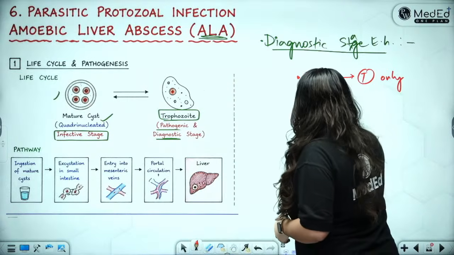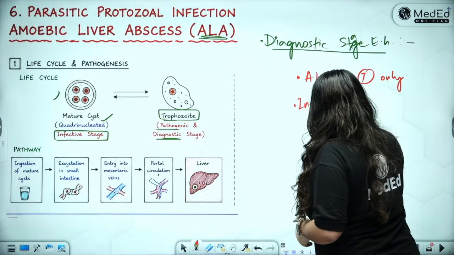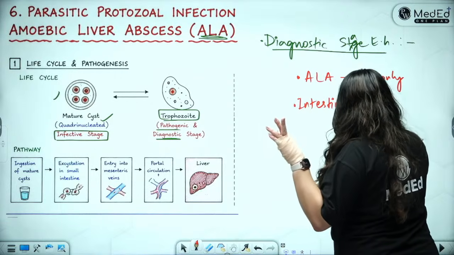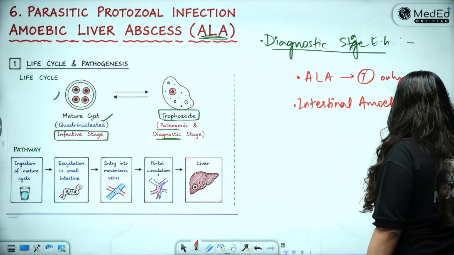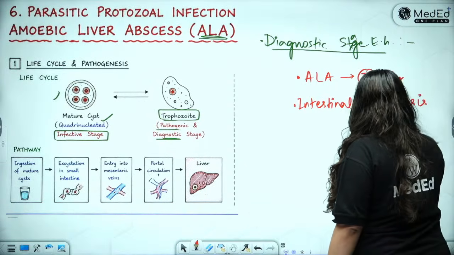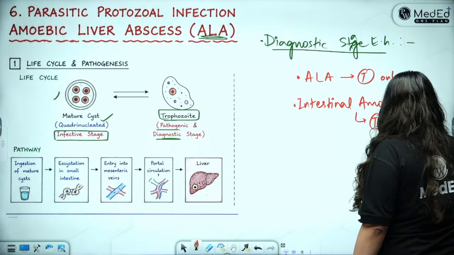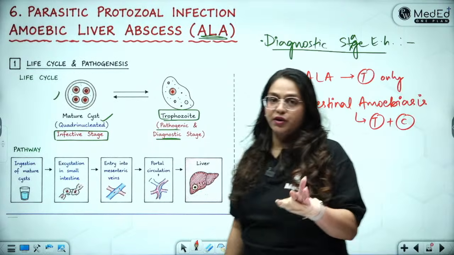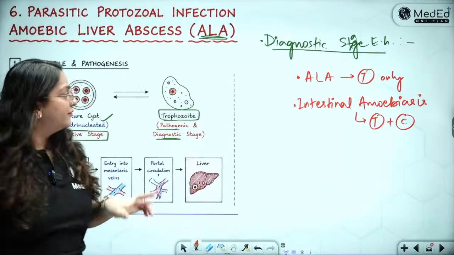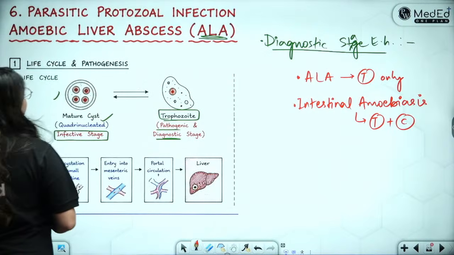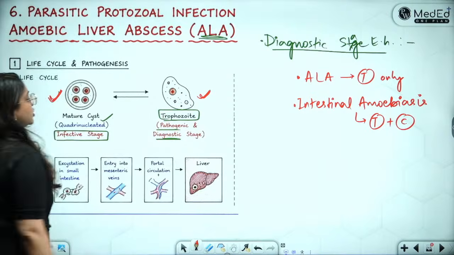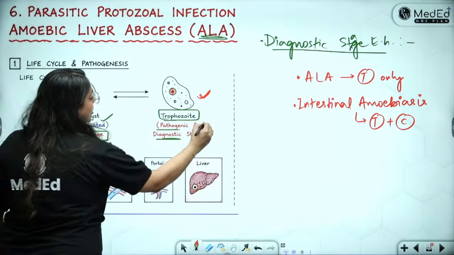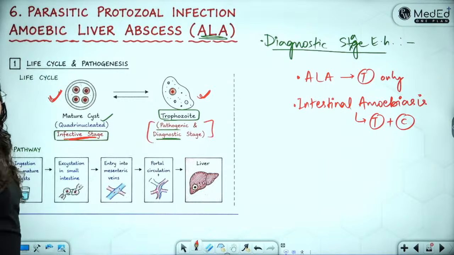If it is intestinal amoebiasis, which we will read in GI diseases, in GIT, it can be trophozoite as well as cyst, both. All right, I hope you understand the differences. Now you will draw in the life cycle a mature cyst which comes and a trophozoite which comes. Mature cyst is the infective stage, trophozoite is the pathogenic as well as the diagnostic stage.